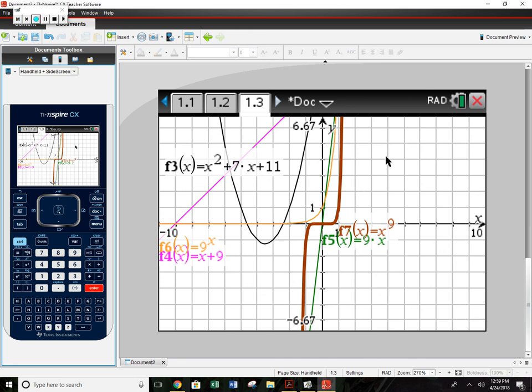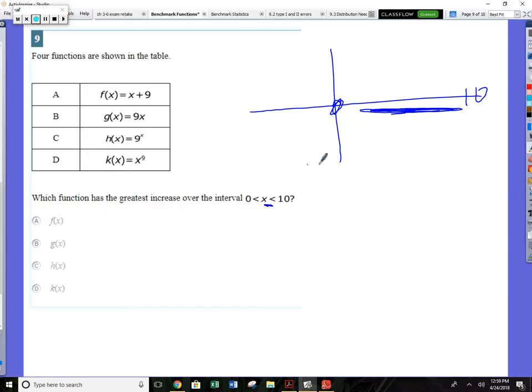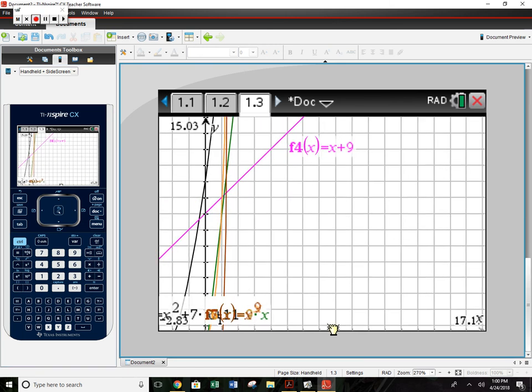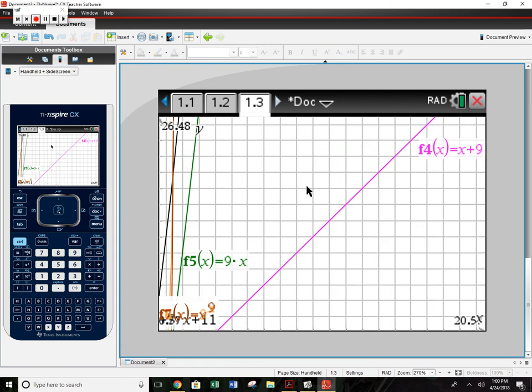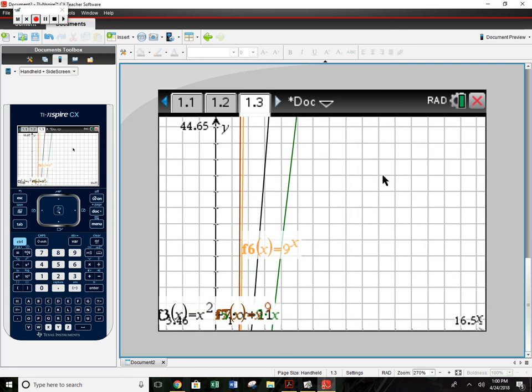Okay, now, so they want to know this. Which one of these 4 has the greatest increase from 0 to 10? So if you're looking at the pictures, geez, we can't even tell. 10's clear over here. Man. It's hard to tell.